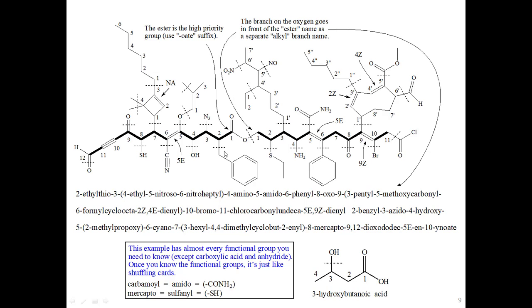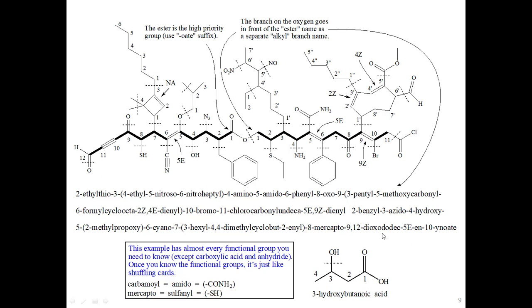On the other side, we have the benzyl, the 2 position. 3, we have the azido. 4, we have the hydroxy. 5, we have the 2-methylpropoxy. Okay. 6, we have cyano, prefix for nitrile. 7, just the same as we had before. 8, we have mercapto or sulfanyl. And then we have 9,12-dioxo for the ketone and the aldehyde.